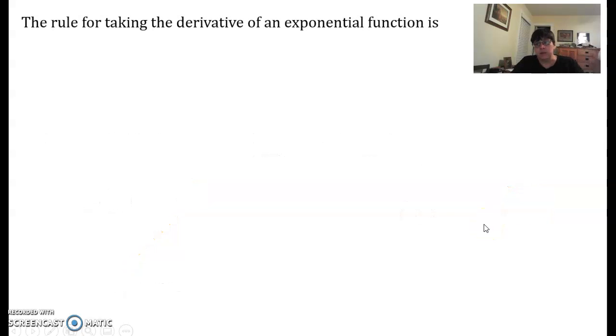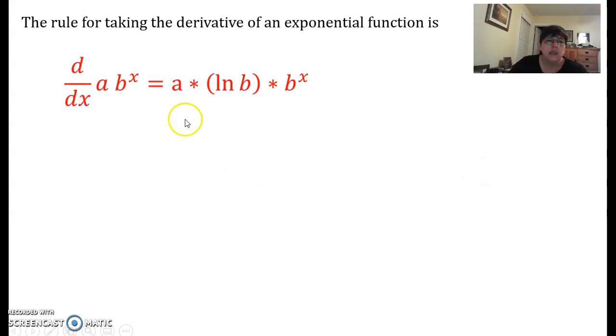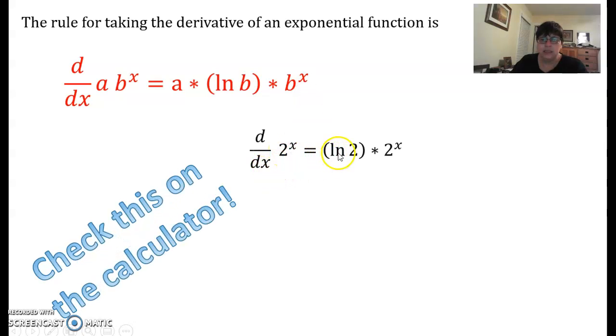So when we take the derivative of an exponential function, a times b raised to x, a and b are both constants, but a just comes along for the ride. We find the natural log of b, or the base, and then we just multiply by b to the x. You notice there is no subtracting 1 because we're not changing the power, the number of times we're multiplying. We're accepting the fact that this is the variable right here. So the derivative of 2 to the x is the natural log of 2 times 2 to the x.